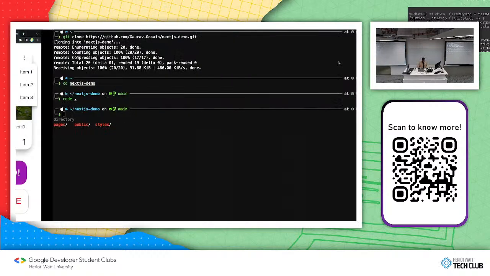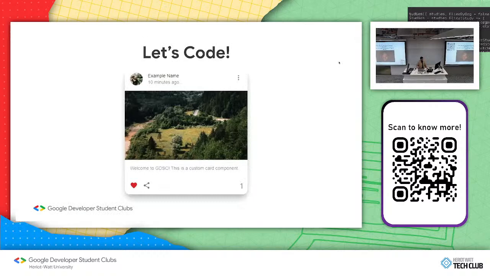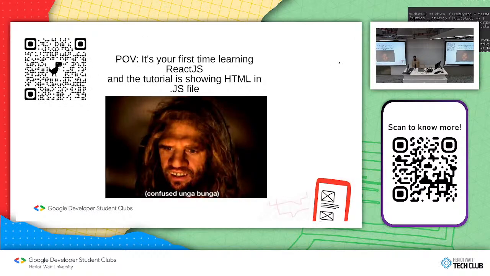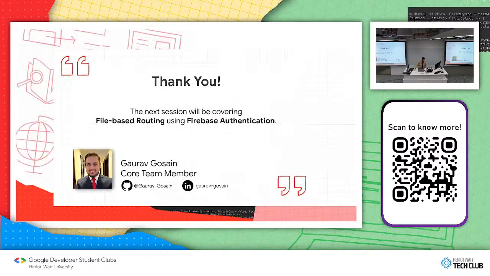So if I go back to my slides, yep. So if it's your first time learning React.js, you might be wondering why we had so much HTML-like JavaScript. Why couldn't we just write it in an HTML file? It was because there were multiple JavaScript interactions in between that made our components more dynamic. So yeah, in our next session, we'll be covering the file-based routing system, which is provided by Next.js, as well as file-based authentication.